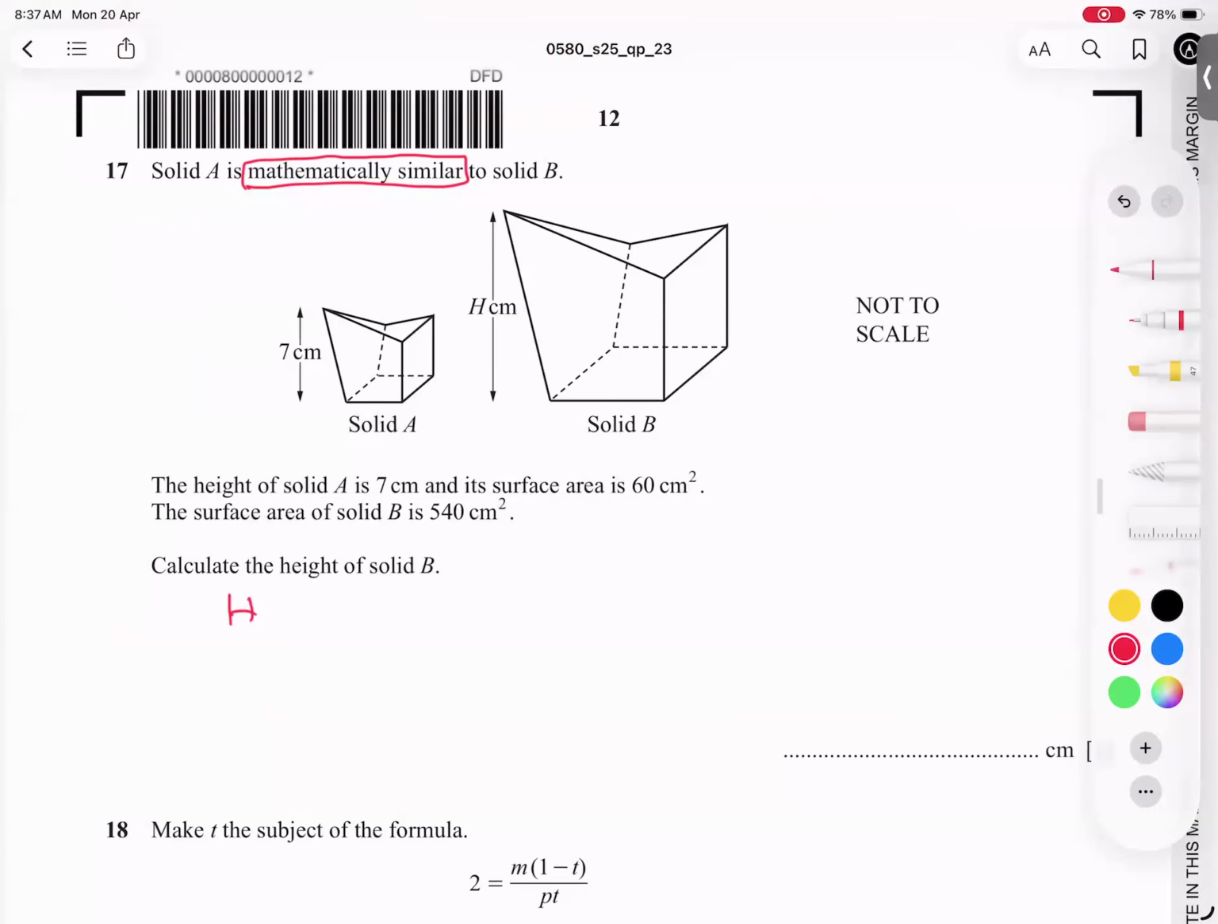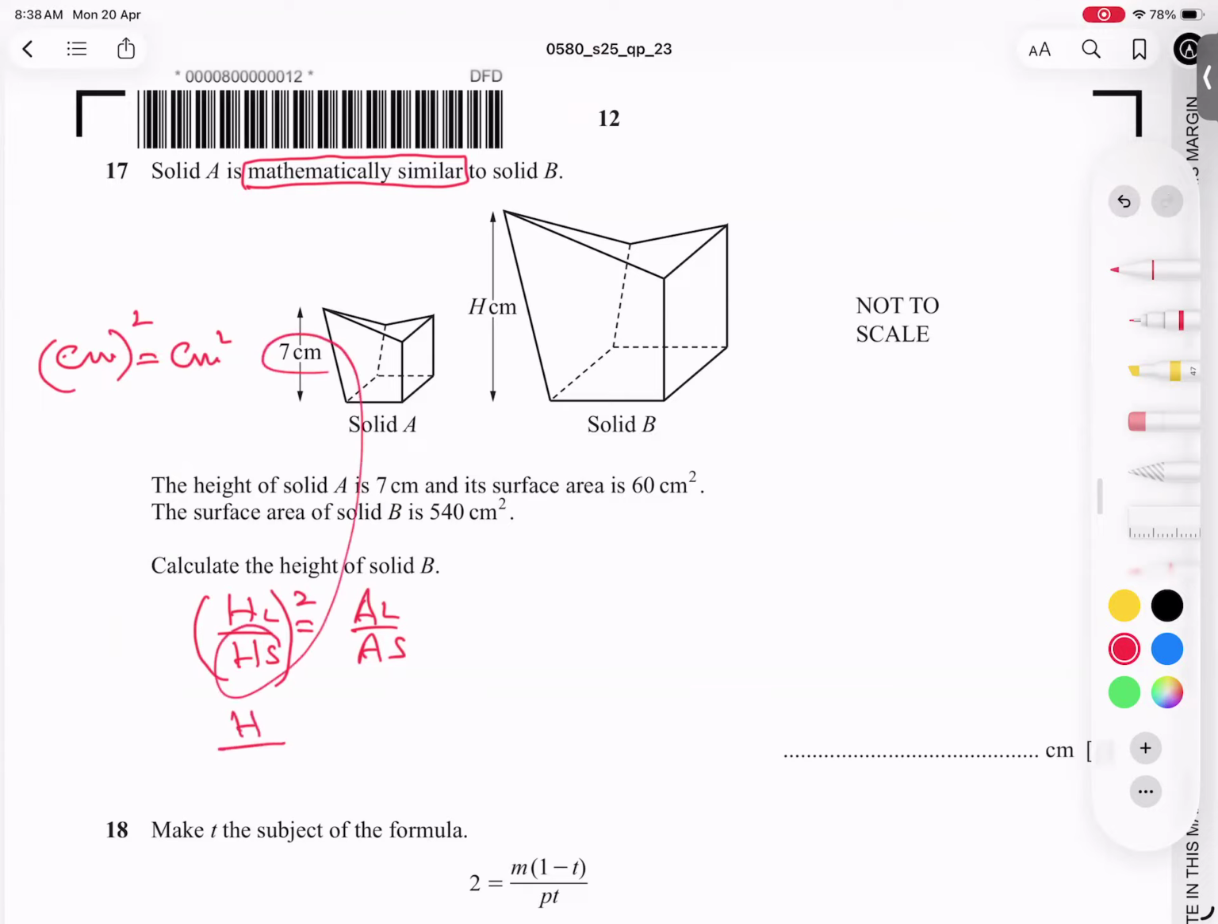So height of the large by height of the small, area of the large by area of the small, and put a square on this. Logic: because height is measured in centimeter and area in centimeter square, they are not balanced. To make them balanced, take power 2. That is why I have taken power 2. Now plug in the values. Height of the large is capital H, and this is 7. I'm placing here 7. Area of the large is 540, small 60. So 540 over 60, and power 2 is here.